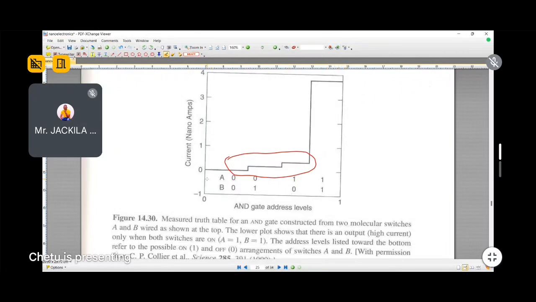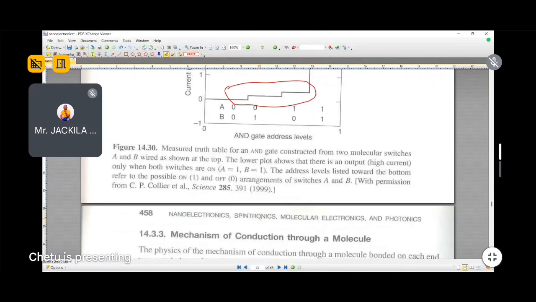But here, this AND gate represents different current values, and from the current values you can see there are four logic levels. 0 and 1 are there, and there are two intermediate levels. So if one can define the intermediate levels between 0 and 1, then there can be a generation of some new Boolean algebra for this kind of molecular logic.